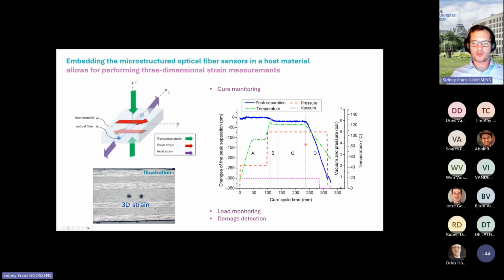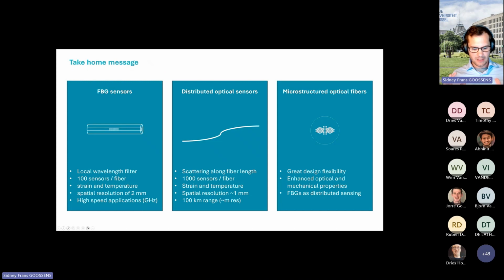That's one example, but you can also use it for load monitoring or damage detection in composite materials, for example, in aerospace applications. And that concludes this Tech at Lunch session, where I want to first summarize some take-home messages.